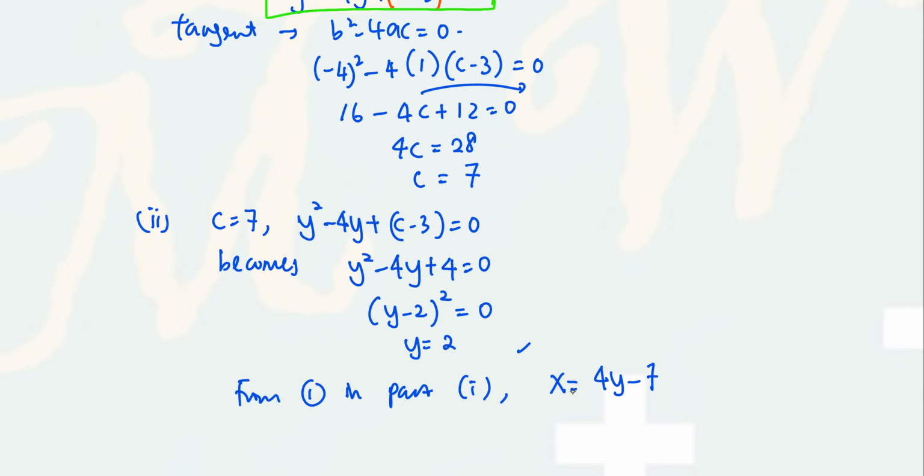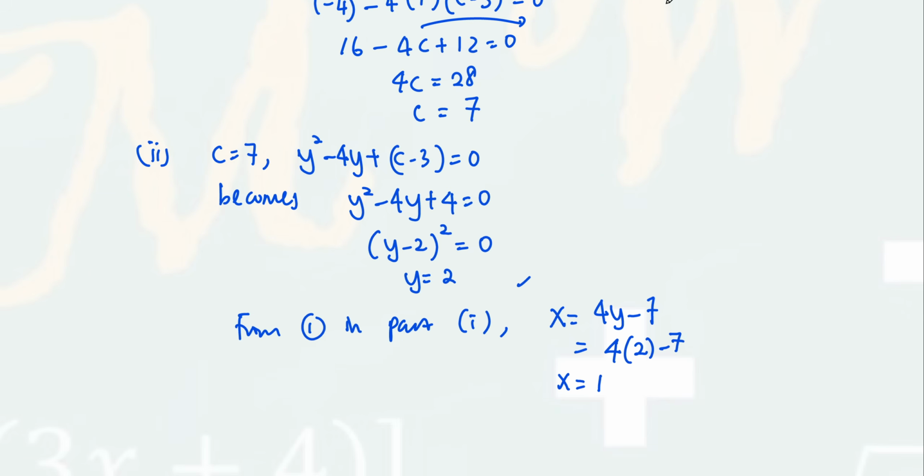Okay, so now you just replace the y by 2. Therefore, my x is basically 1. So final answer, my P is with coordinates (1, 2). So that is the solution for part 2.